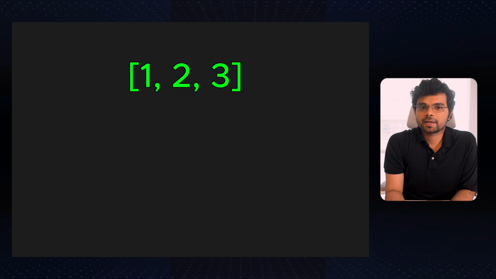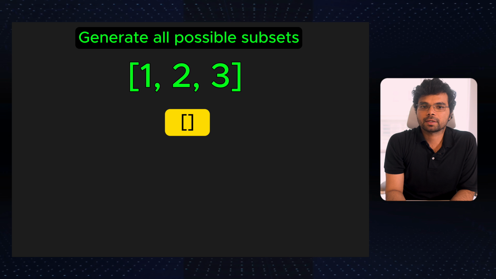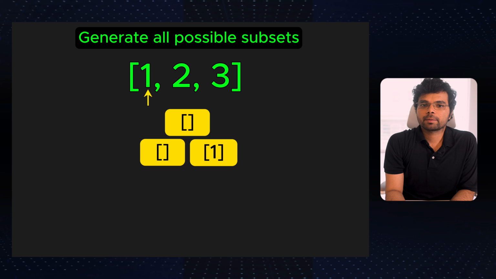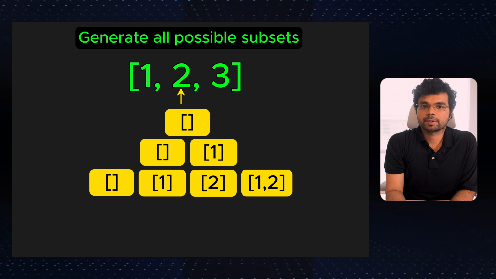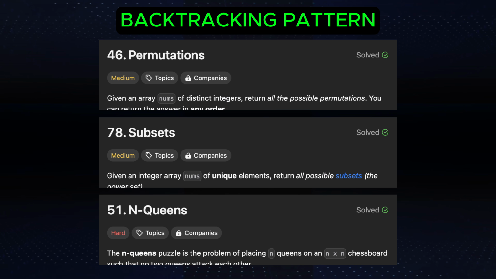Let's say you are given an array of integers and you need to generate all possible subsets. We can use backtracking approach to solve this problem. We start with an empty subset and index 0. For each element, we have two choices, include it or not. After making a choice, we recurse to the next element. Once we have considered all elements, we backtrack to explore other possibilities. To get better at backtracking, you can practice these problems.